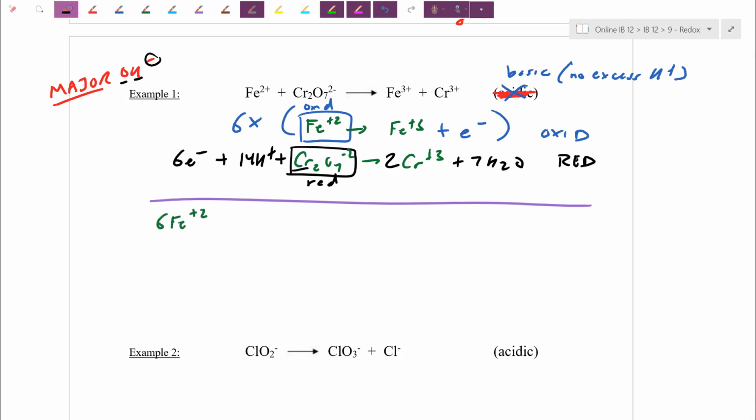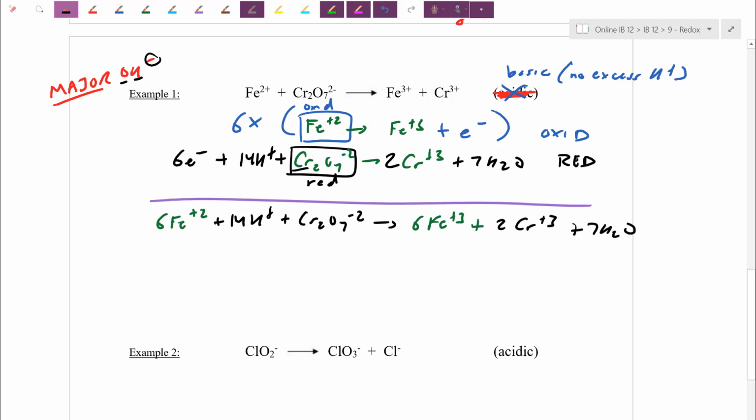I didn't need to do anything to the reduction reaction here. I'm just going to run that once. I had already set it up so the electrons cancel out. I'm not going to bother writing that. So Cr2O7 2-. I need to scale up the iron +3, so 6 Fe+3. Again, the electrons were set up to cancel out with the lowest common multiple. I'm just going to copy down the rest here, 2 Cr+3 and 7 waters.